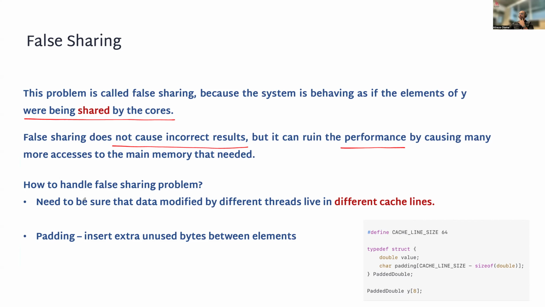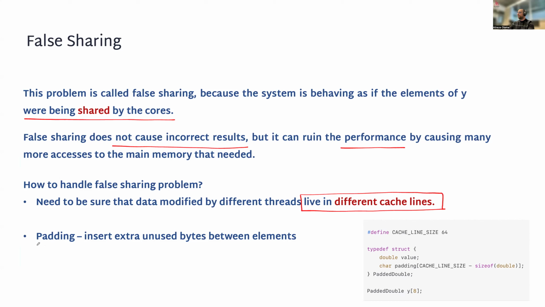To handle this false sharing problem, one method is to make sure that the data that is shared between threads lives in different cache lines. So if we make sure that the data is not on the same cache line and each CPU cache has a different cache line, right? Then in this case, we are not going to get this false sharing problem.